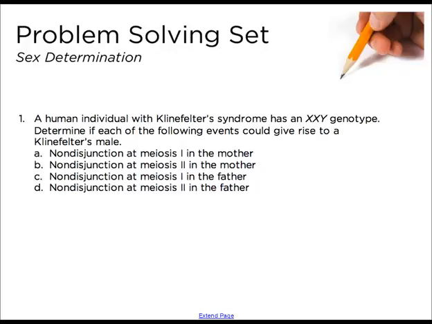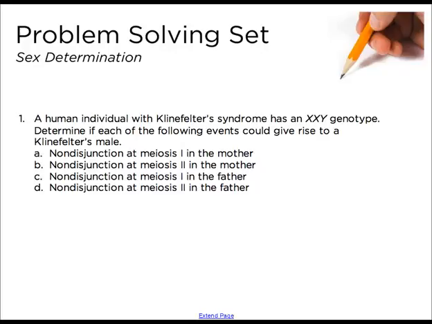It reads, a human individual with Klinefelter syndrome has an XXY genotype. Determine if each of the following events could give rise to a Klinefelter's male. And we have non-disjunction occurring either at meiosis 1 in the mother, meiosis 2 in the mother, meiosis 1 in the father, or meiosis 2 in the father, A, B, C, D.